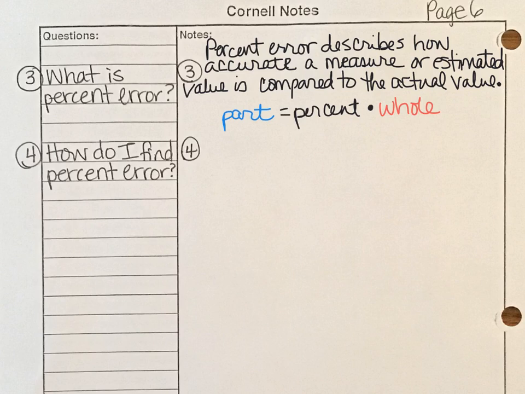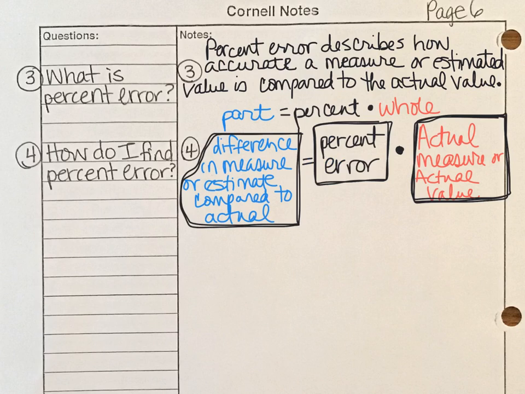We are still going to use the equation part equals percent times whole. But this time, in order to find percent error, we have to redefine what represents the part and what represents the whole. For percent error questions, we define the part as being that difference in measure or estimate compared to the actual value. So again, a difference here means that we are going to be subtracting. That will equal the percent of error, that means how far off we are from the actual number in a percent form, times the actual measure or the actual value. That actual measure or value is what represents the whole.